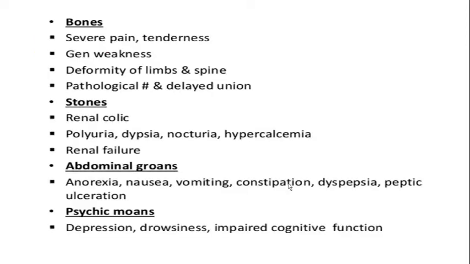So what happens in bone? You will have severe pain and tenderness because of the osteolytic lesion in the bone, and there can be a generalized arthralgia. Overall, over a period of time, it can lead to a deformity of the limbs and the spine, and it predisposes to pathological fractures and delayed union.